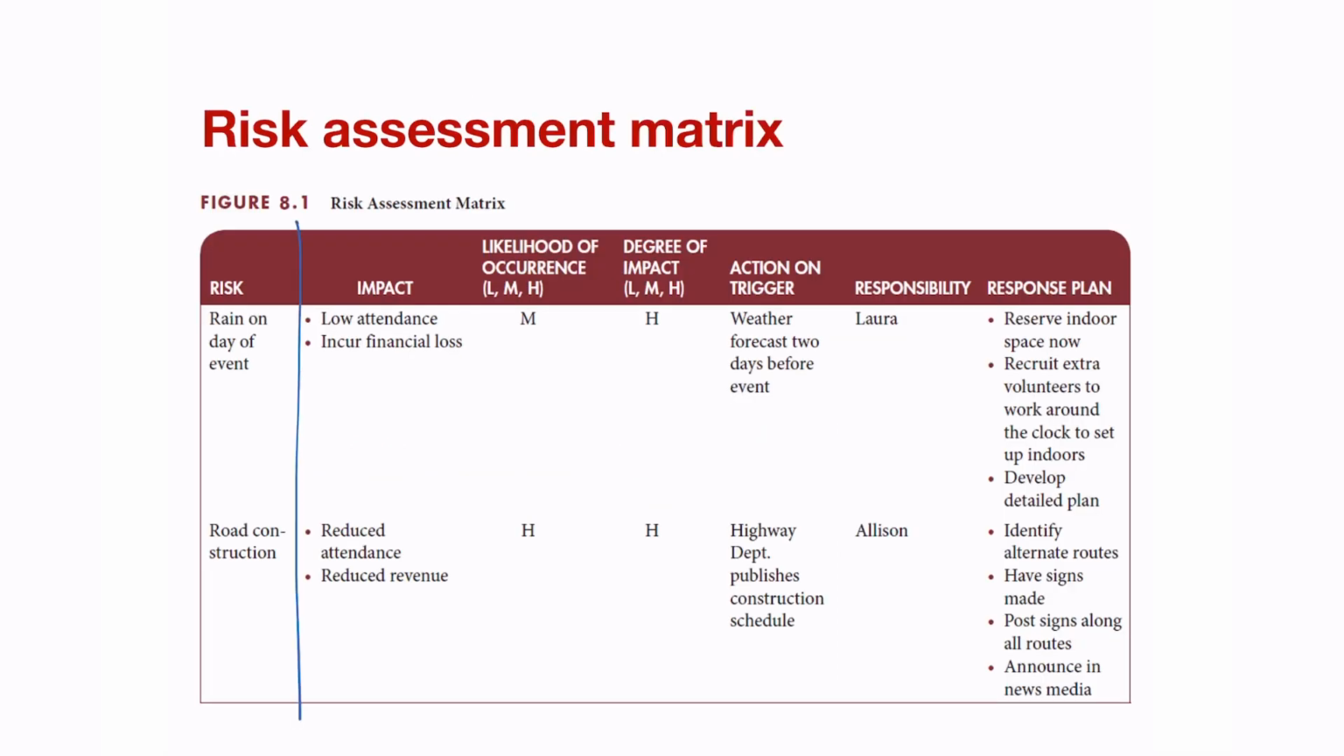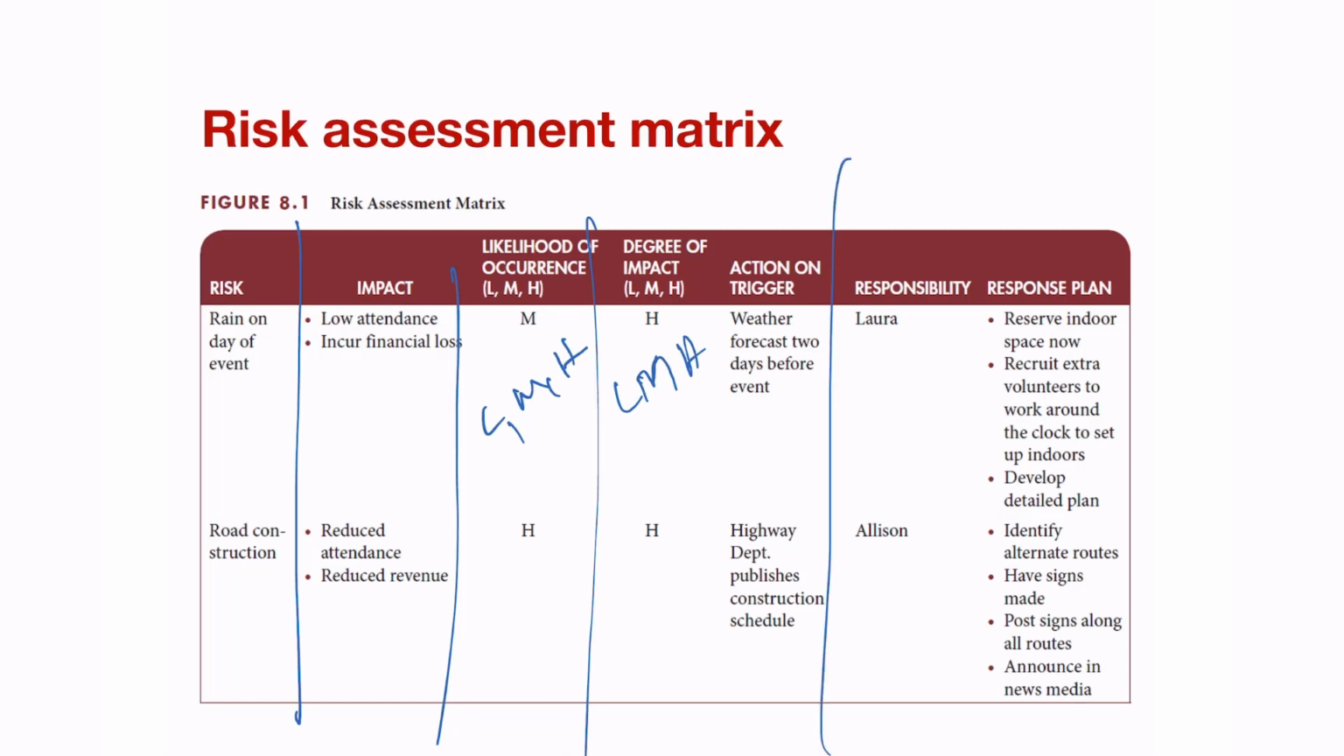You have your risk running on the side, which is the risk event, the impact that it might have, and then the likelihood, which is low, medium, and high, and then degree of impact, which is low, medium, and high, and then action on trigger. What do you do if that risk event takes place? So this is the mitigation. What's the action that you take when that risk event takes place?